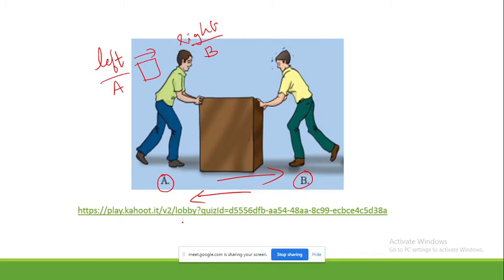Am I confusing you? From this we can infer that whoever is pushing the box with greater force, the box will be moving in the direction in which he is pushing, correct? So if he is pushing the box with greater force, and his position is left, the box will be moving to the right. So the box will be moving in this direction.